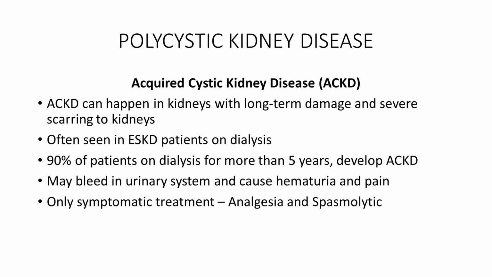Acquired cystic kidney disease, ACKD. ACKD can happen in kidneys with long-term damage and severe scarring. It usually happens in those kidneys which are already damaged. Often seen in patients with end-stage kidney disease who are on dialysis. After more than 5 to 10 years on dialysis, they do develop acquired cystic disease. 90% of patients on dialysis for more than 5 years may bleed in the urinary system and cause hematuria and pain. Only symptomatic treatment is given, analgesics and antispasmodics.